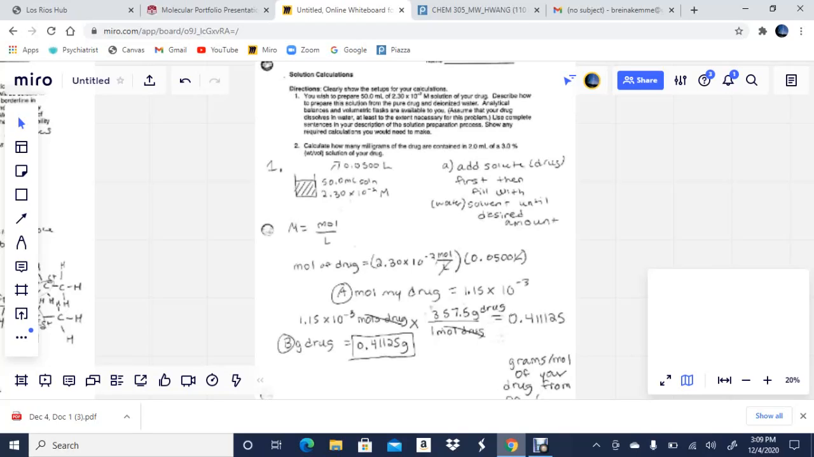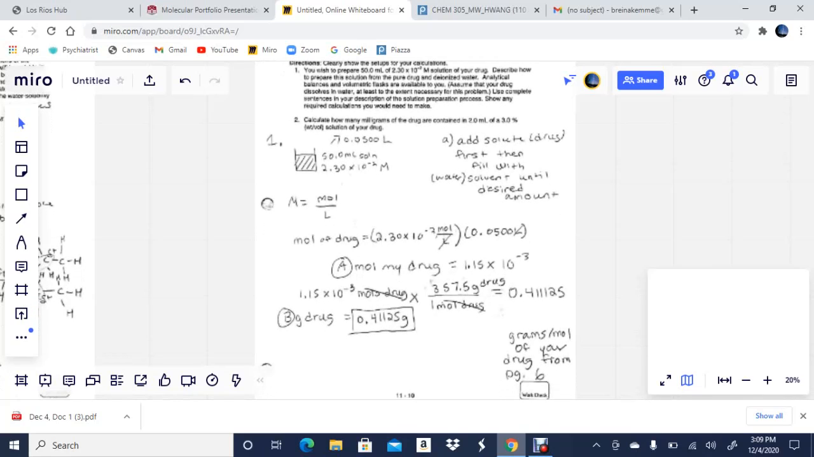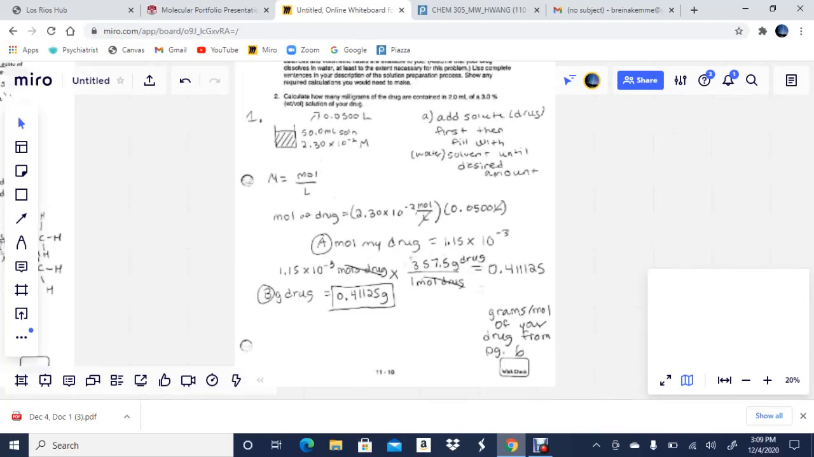The solute is the drug, the solvent is water in this case, until the desired amount. The reason you want to do it in that order is that you can make sure you get the exact 50 milliliters of solution that you want. When I do all my calculations, I know that I need 1.15 times 10 to the negative 3 moles of Ditropan to have that concentration and that amount of solution. Then, to get the grams, I converted that using the molar mass, and so we know that we need 0.41 grams of my drug for that solution concentration.